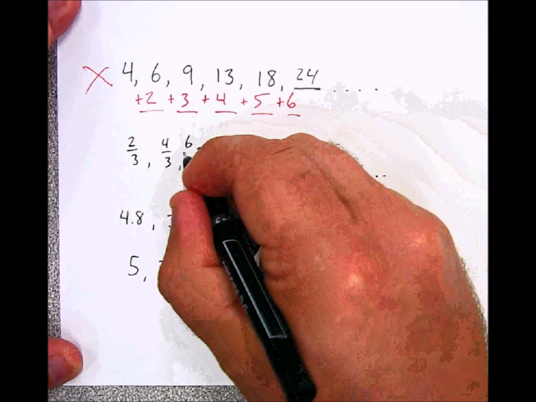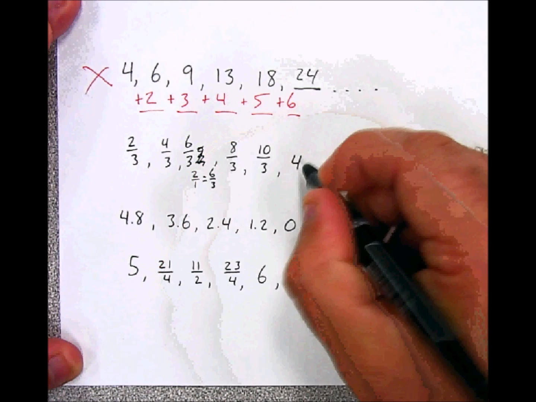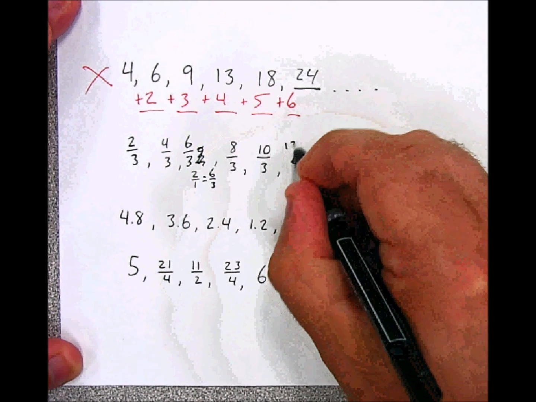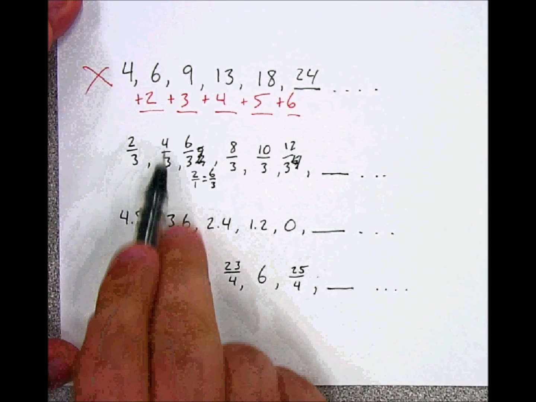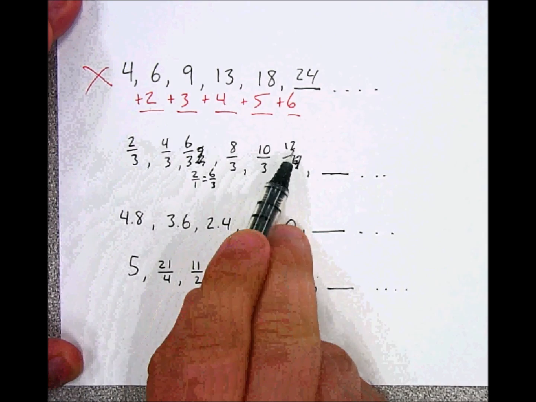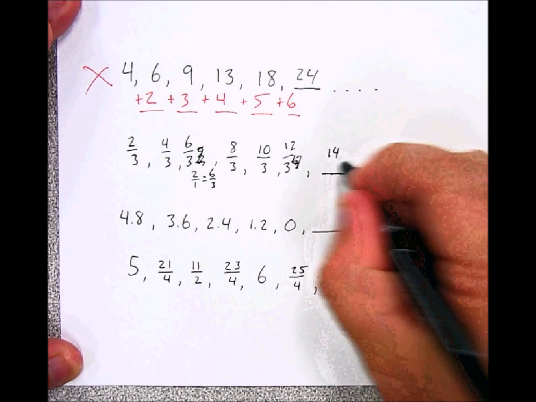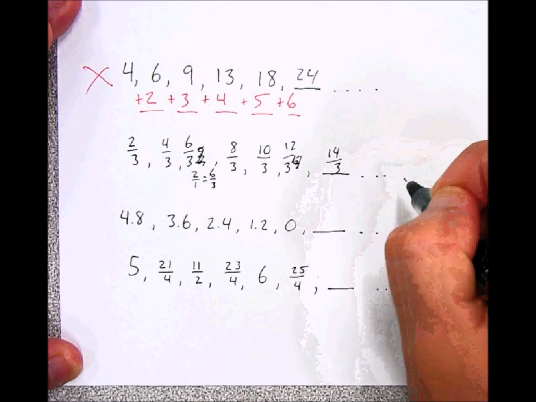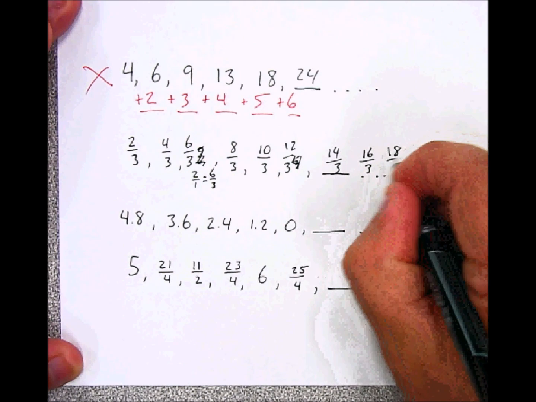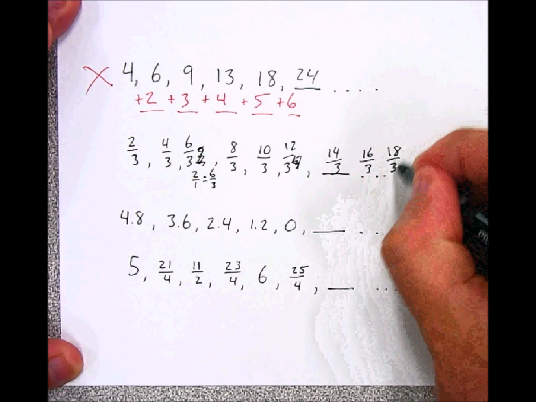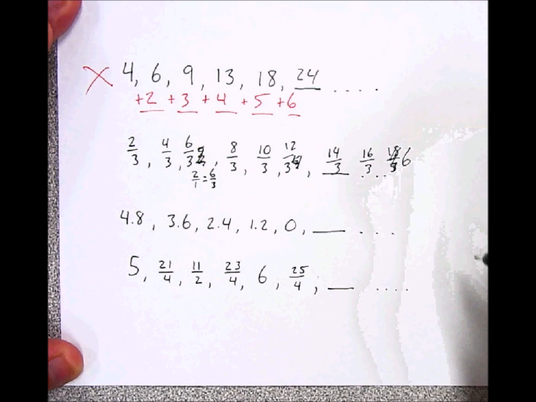And if I change it to this, 6/3, and I do the same thing over here and I call this 12/3, then the pattern's easier to see. I've got 2/3, 4/3, 6/3, 8/3, 10/3, 12/3. So the next one's going to be 14/3, and then 16/3, and then 18/3, but that one will reduce down to a 6.